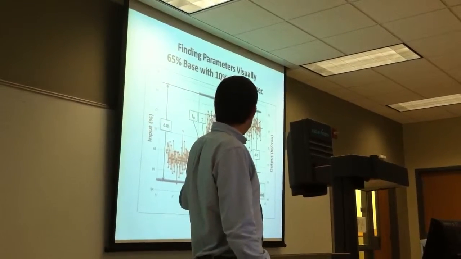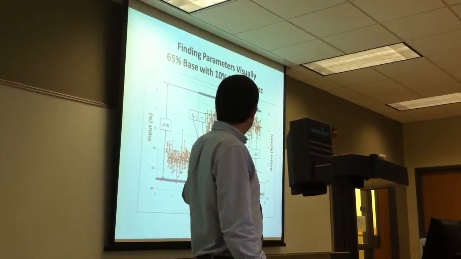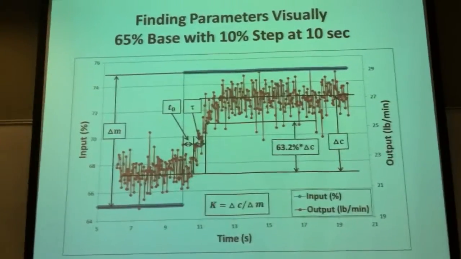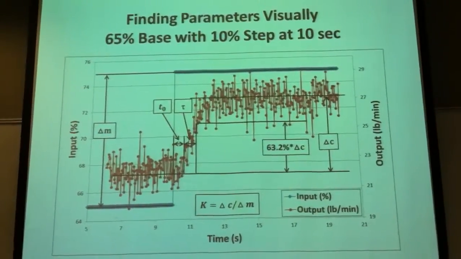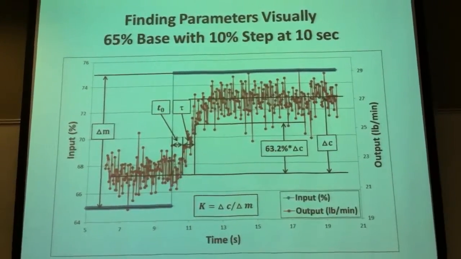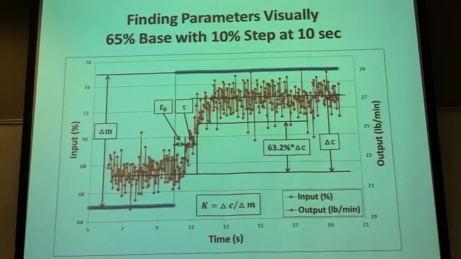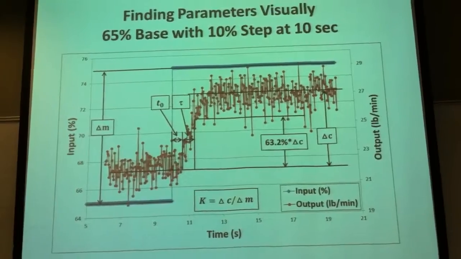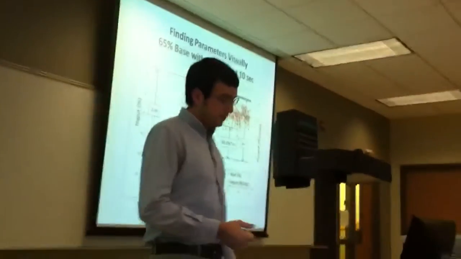The dead time has to be estimated in order to find the time constant. You take 63.2% of the change in output, find the point in time at which that occurs, subtract from that the time at which the input step occurs, and then subtract the dead time and you find the time constant. The gain is the change in output over the change in input.